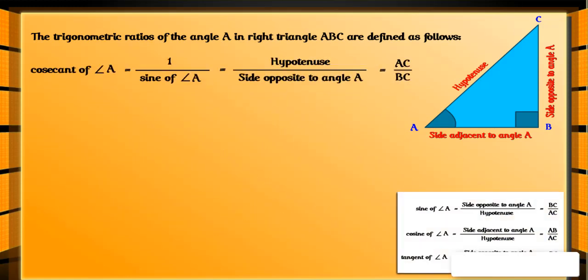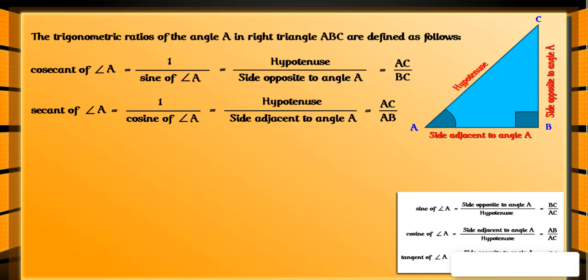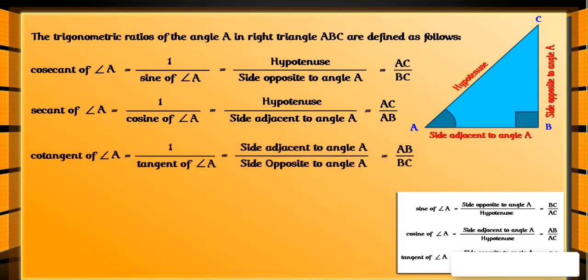Cosecant of angle A is equal to 1 upon sine of angle A, is equal to hypotenuse upon side opposite to angle A, is equal to AC upon BC. Secant of angle A is equal to 1 upon cosine of angle A, is equal to hypotenuse upon side adjacent to angle A, is equal to AC upon AB. Cotangent of angle A is equal to 1 upon tangent of angle A, is equal to side adjacent to angle A upon side opposite to angle A, is equal to AB upon BC.